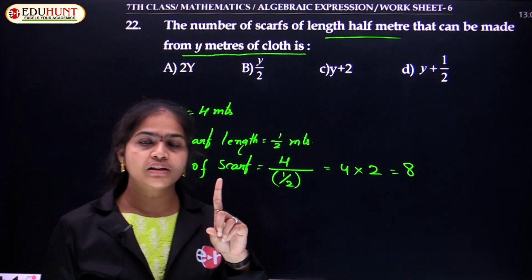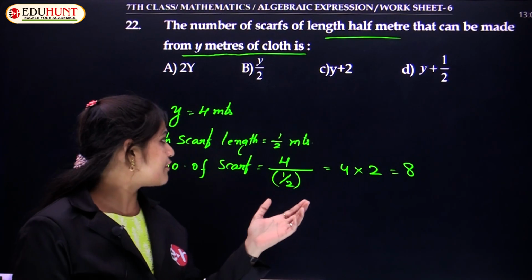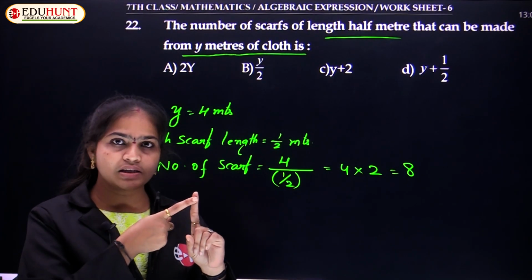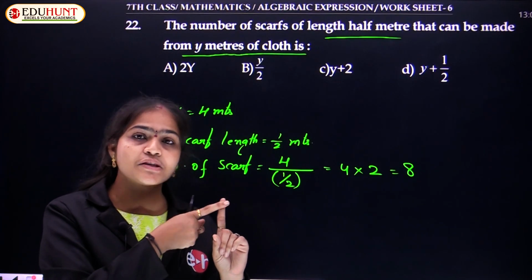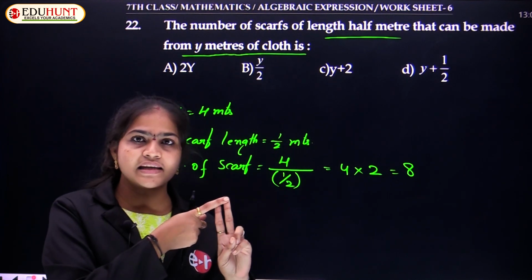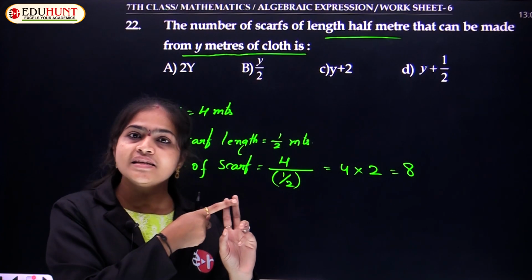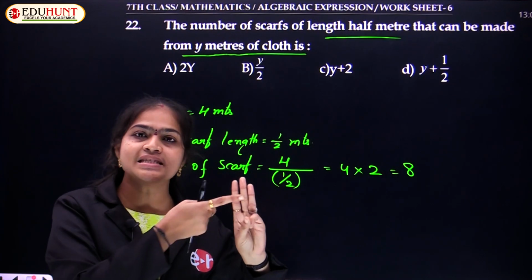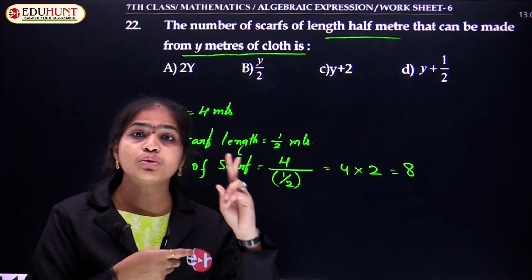For example, if 1 meter of cloth is there, and the scarf length is half meter, by using 1 meter of cloth how many scarves can we make? 2 scarves we can prepare. In the same way, if 2 meters of cloth is there and each scarf is half meter, we can make 4 scarves. And in the same way, 3 meters gives 6. For every 1 meter of cloth we can prepare 2 scarves.